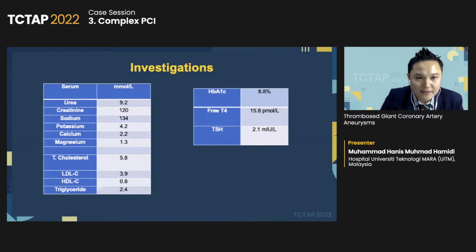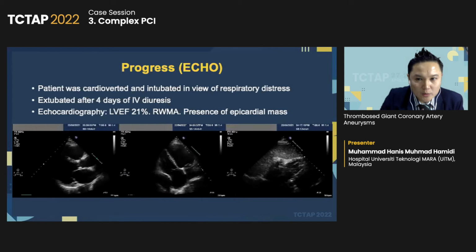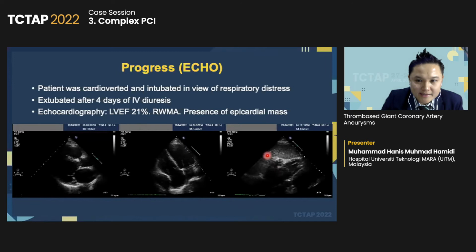Patient was managed in the CCU with successful IV diuresis. He was extubated after 4 days. An echocardiogram was performed, which revealed a dilated left ventricle with poor LV systolic function of 21%. There were akinetic areas seen over the RCA distribution. However, on the apical four chamber and subcostal view, there is a presence of epicardial mass compressing the right atrial and ventricular wall. A cardiac MRI was performed subsequently to evaluate the pericardial mass and to determine the viability of myocardium before we proceed to any coronary catheterization.